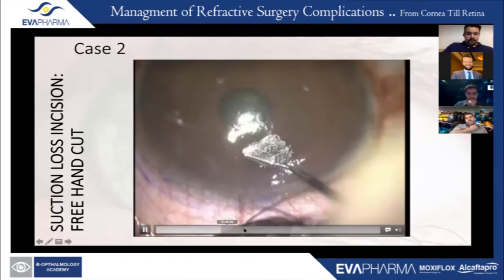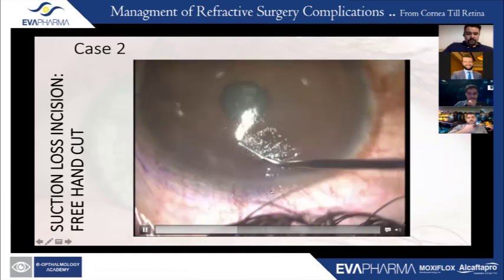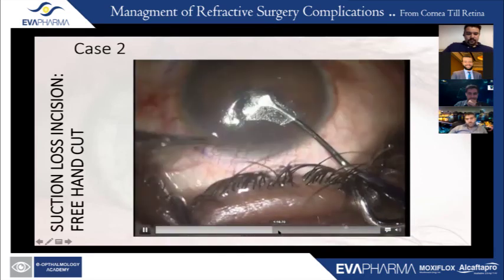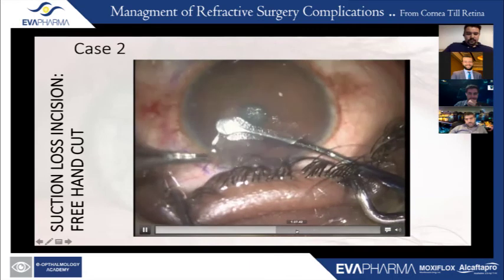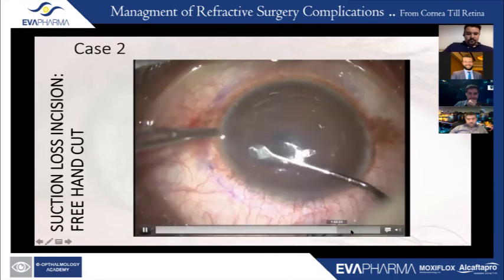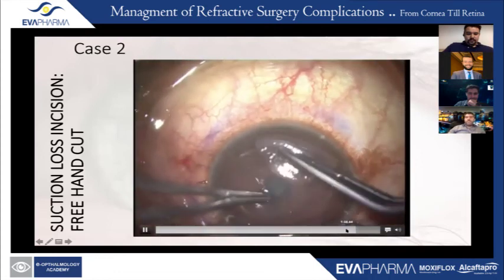And then it becomes much simpler. So you can see the border of the lenticule. So the anterior and posterior planes are then identified, and you dissect both anteriorly and posteriorly, and finally extract that lenticule. And you can see the lenticule being extracted completely.